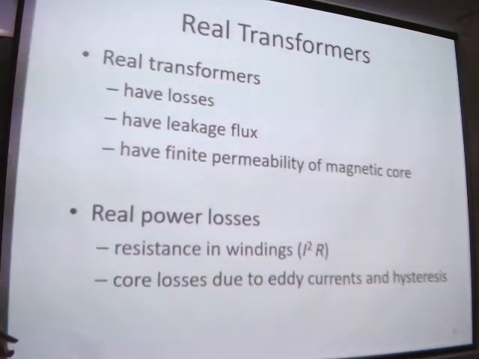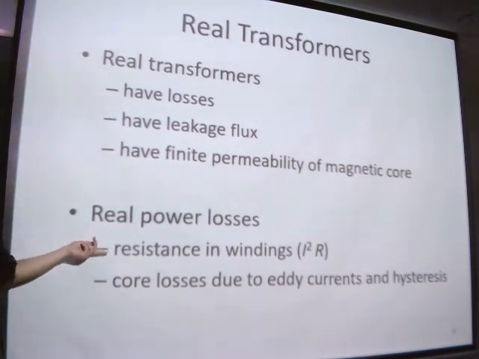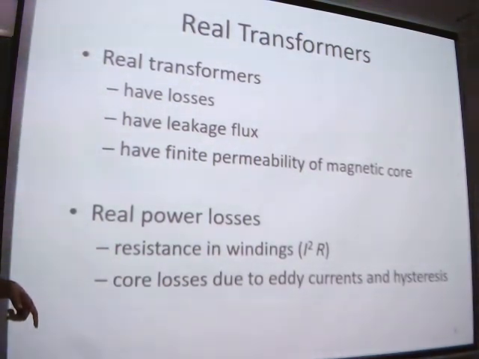And for the real transformers, there are losses, leakage flux, and finite permeability. Okay. So everything is imperfect. Okay. So there will be three types of losses compared with the transformers in this ideal scenario. So the first one is the real power losses. Okay.